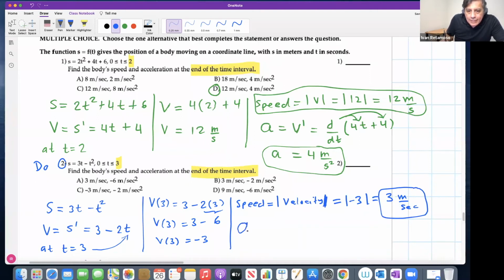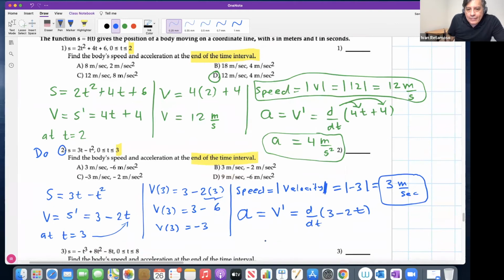Now, for the acceleration, remember the acceleration should be taken as the derivative of the velocity function. The velocity function is here. So we're going to take the derivative with respect to time of this guy, 3 minus 2t. Then acceleration will be equal to what? Derivative of this guy, 0, right? No derivative. Derivative of this guy, minus 2 constant, multiplied by the derivative of t, which is 1. So minus 2, right? Minus 2.